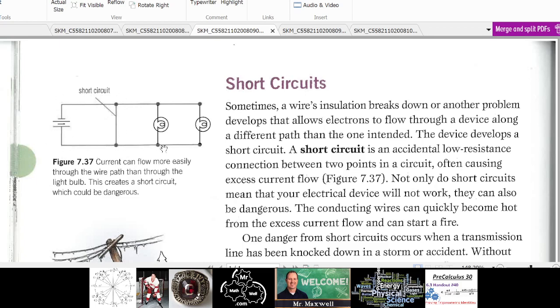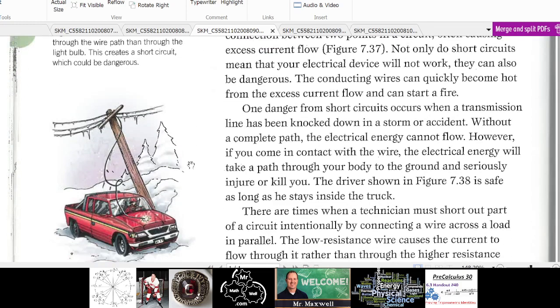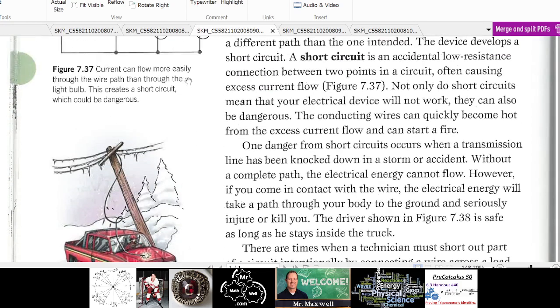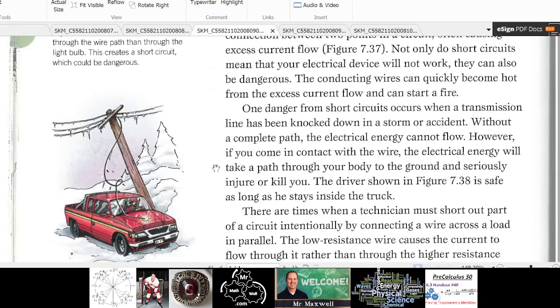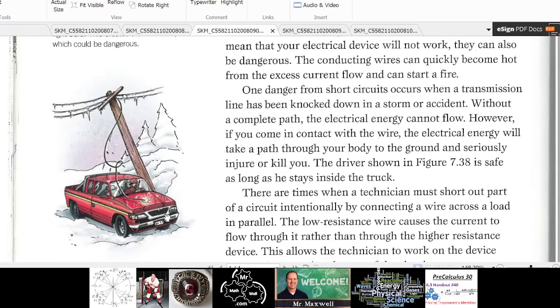The electrons can, in a sense, feel the resistance. So current can flow more easily through the wire path than through the light bulbs. This creates a short circuit, which could be dangerous. So this could get really hot because all the electrons are going to go through here, and so on.